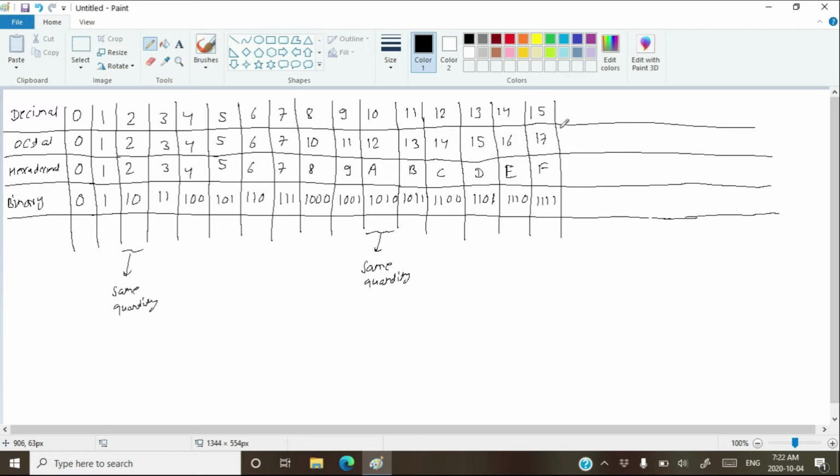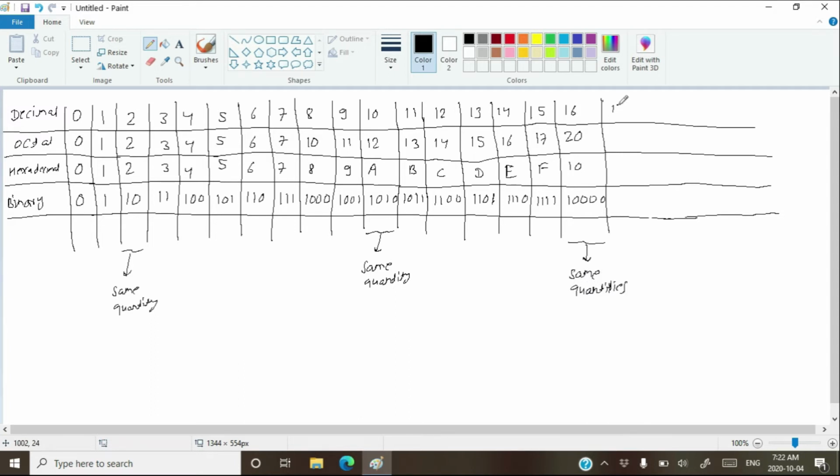So what comes after 15 in decimal? It comes 16. But in octal it is 20, in hexadecimal it is 10, and in binary it is 1 followed by four zeros. These four are the same quantities in different number systems.